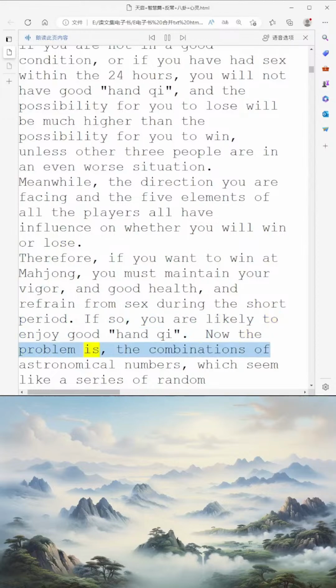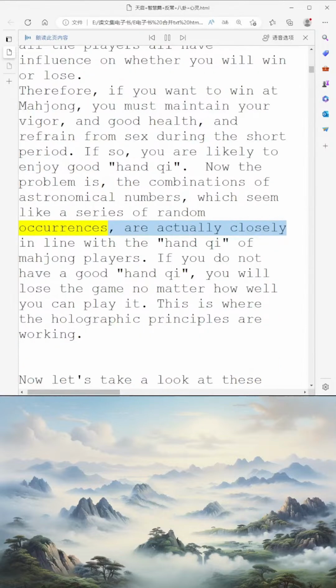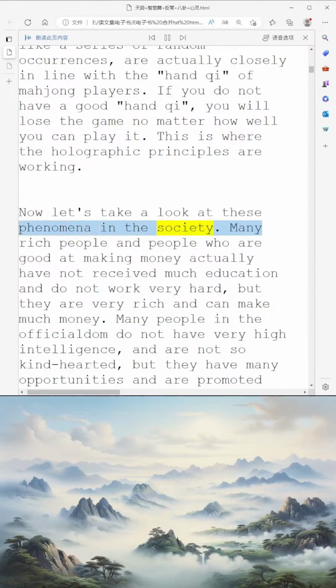Now the problem is, the combinations of astronomical numbers, which seem like a series of random occurrences, are actually closely in line with the hand qi of Mahjong players. If you do not have a good hand qi, you will lose the game no matter how well you can play it. This is where the holographic principles are working. Now let's take a look at these phenomena in the society.